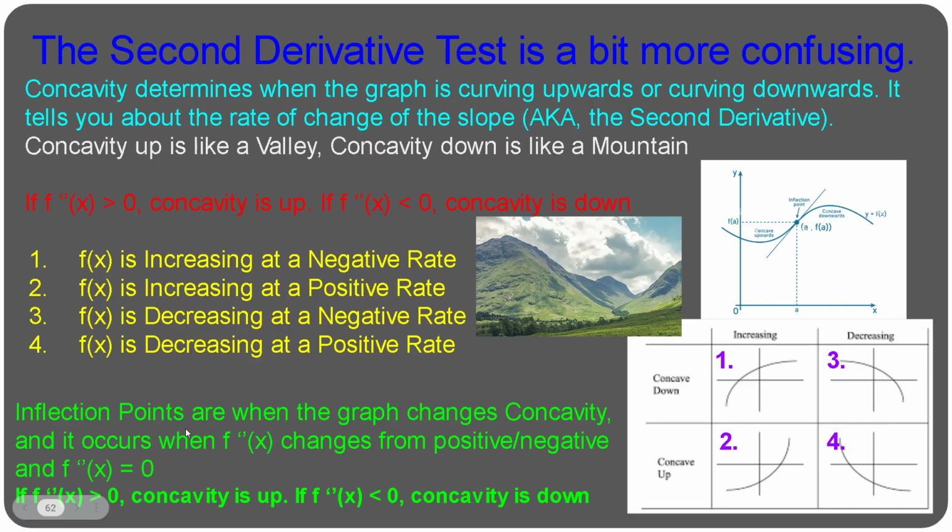So inflection points are when the graph changes concavity. As you see right here, it's labeled as the inflection point. It occurs when the double derivative changes from positive to negative and when the derivative itself equals 0. So if f double prime of x is greater than 0, concavity is up. If f double prime of x is less than 0, that means concavity is down. I wrote that twice because that's just one of the most important things to remember about concavity.